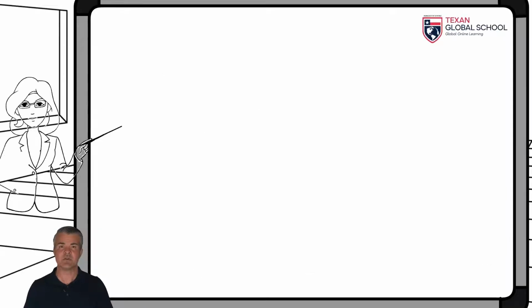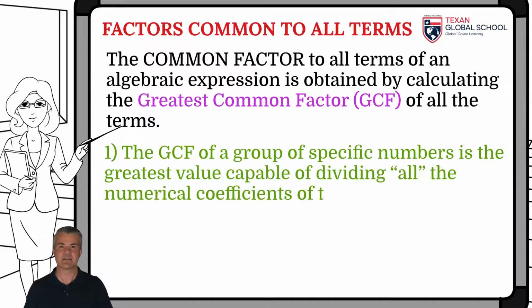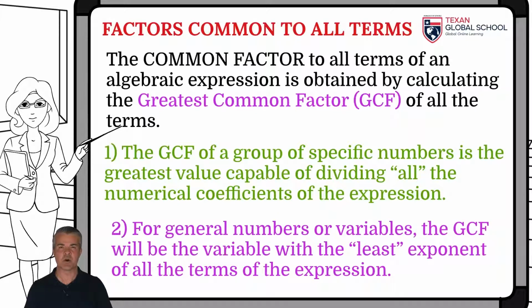The first case is called common factor. The common factor to all terms of an algebraic expression is obtained by calculating all the terms' greatest common factor. Recall that the greatest common factor of a group of specific numbers is the greatest value capable of dividing all the numerical coefficients of the expression.